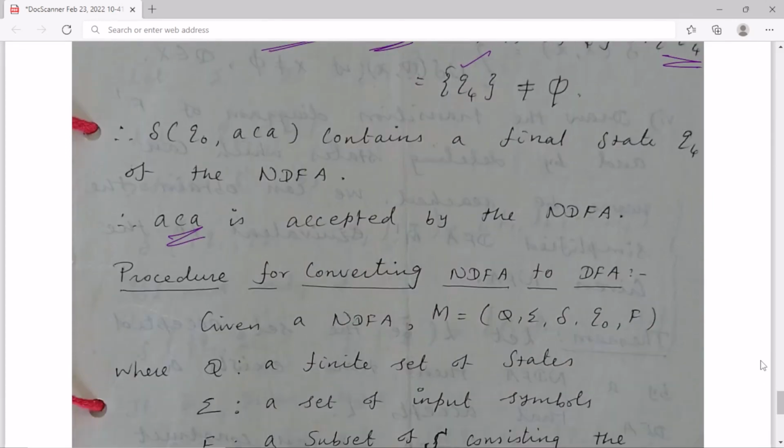That's all. So in my next video, I will explain how to convert NFA to DFA along with some examples.